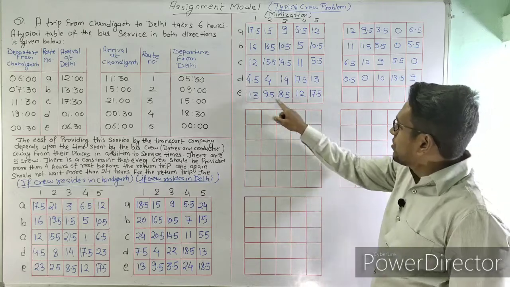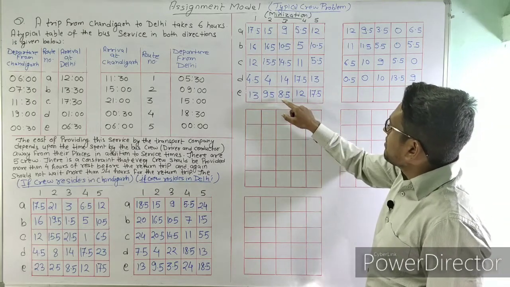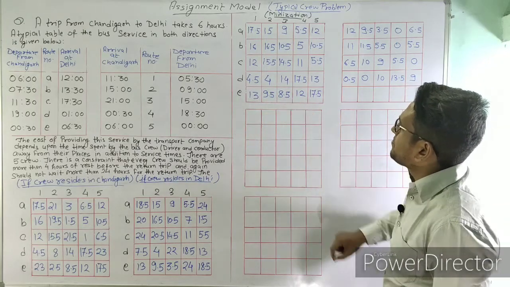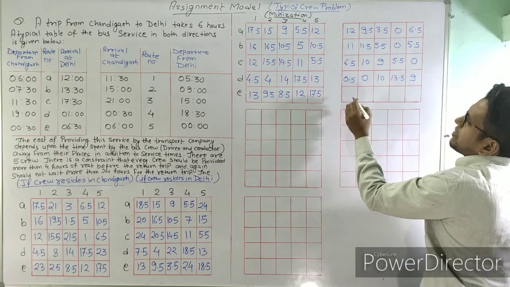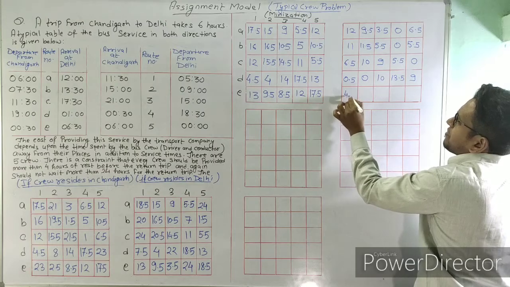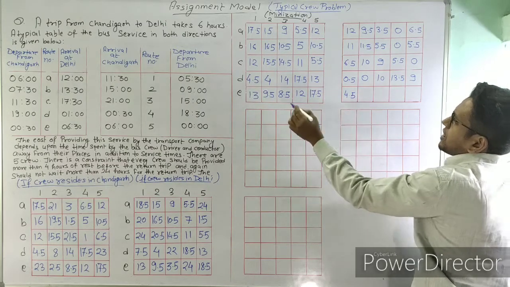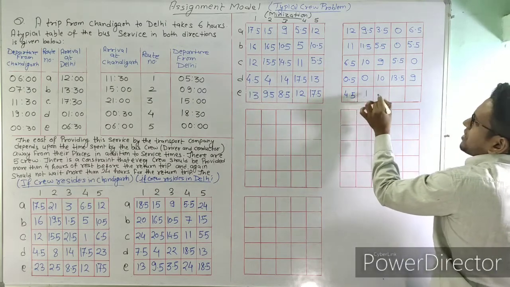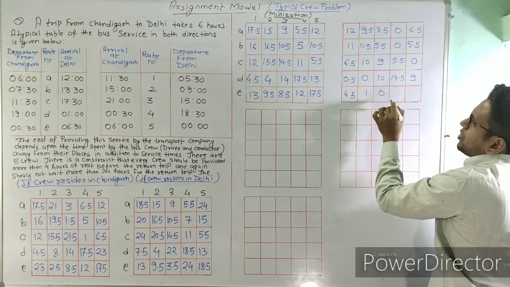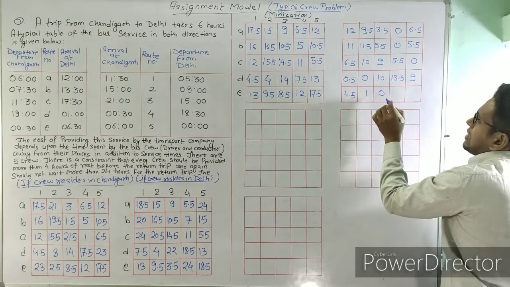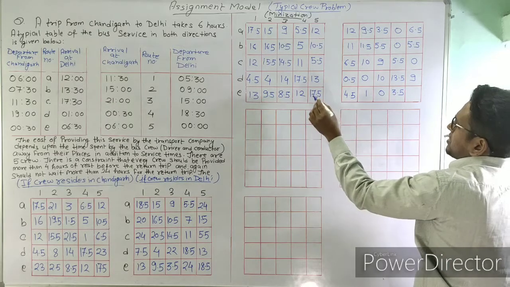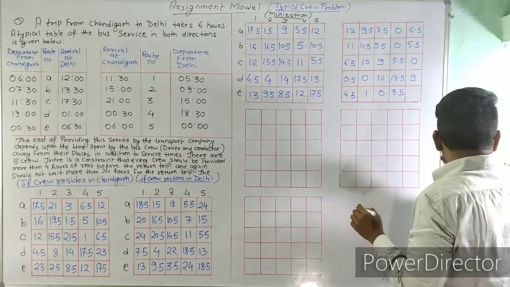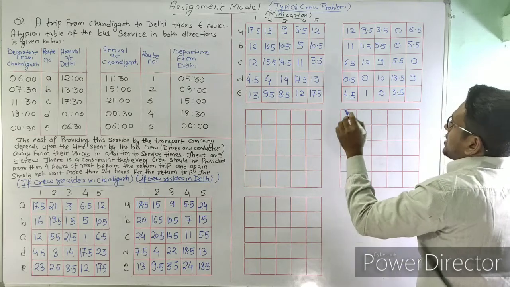Now in row 5, we can see the minimum value here is 8.5. So 13 minus 8.5 is 4.5. 9.5 minus 8.5 is 1. 8.5 minus 8.5 is 0. 12 minus 8.5 is 3.5. 17.5 minus 8.5 is 9.